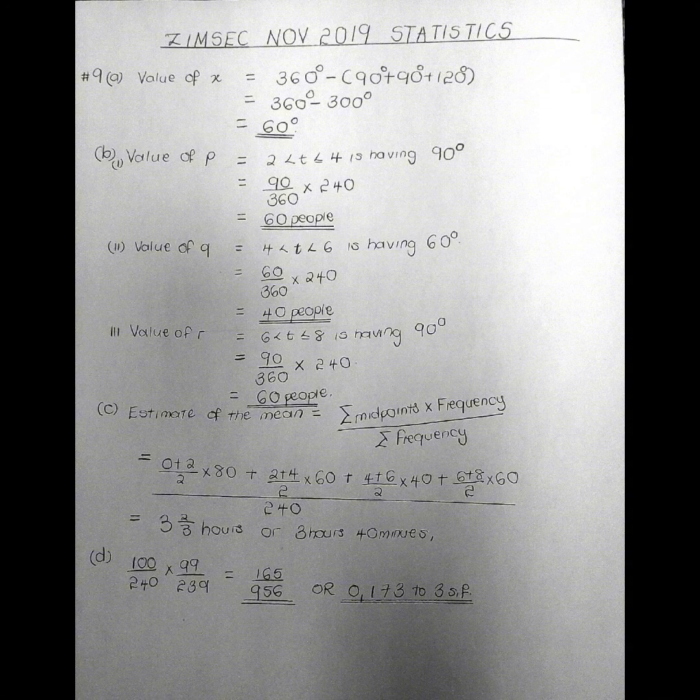So here we are taking from the same category, that is those who spend more than 4 hours. So those who spend more than 4 hours, we are going to say 40 plus 60, we get 100. So the probability of selecting first those who spend more than 4 hours, we say 100 over 240. And then the probability of reselecting from the same category is going to be 99 over 239.